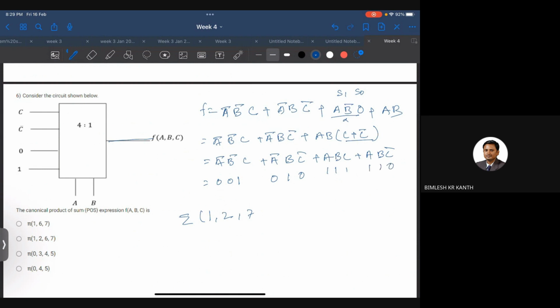This will be 6, right? That is why options are in product, so option C. So you have to find the product of sum. So this will be 0, 3. I think you got it, right? How to solve that type of problem. Yes.